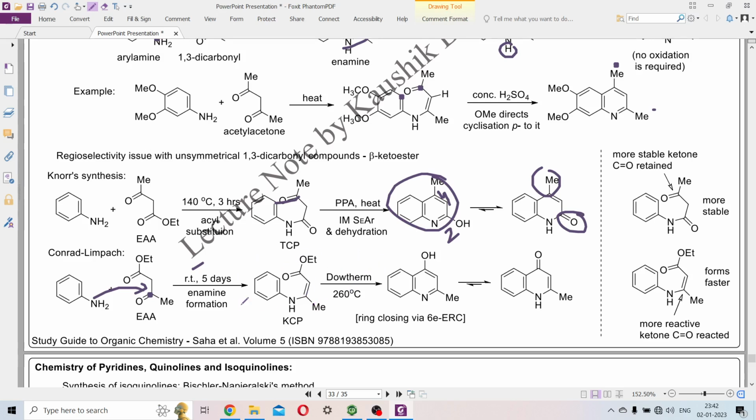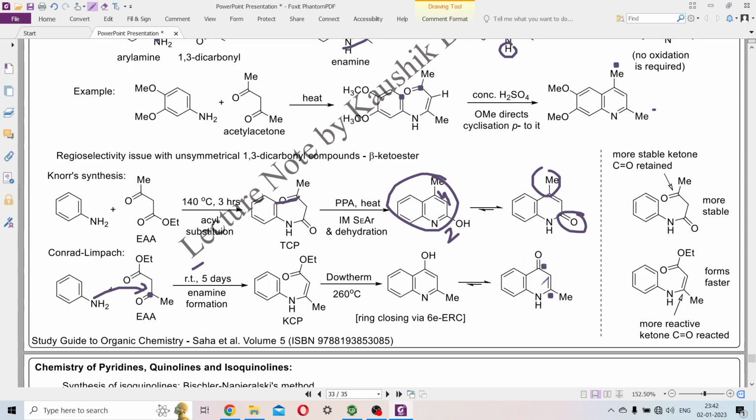And then if this amide or this enamine is treated with Dowtherm, then at 260 degrees centigrade, it's a 6 electron electrocyclic ring closing, the mechanism of which is not delineated here. It undergoes the 6 electron electrocyclic ring closing to give you this compound, where the hydroxy or the C double bonded O is at the C4 and the methyl is at the C2.